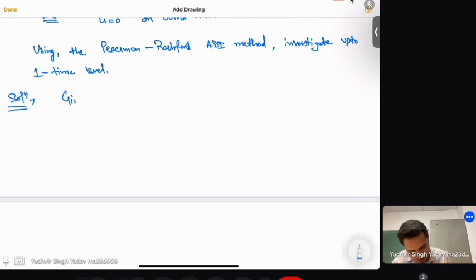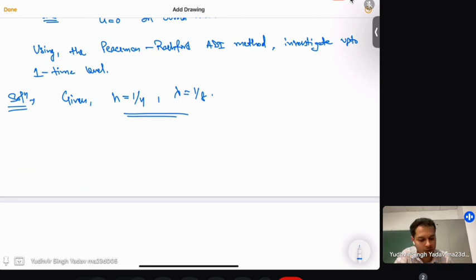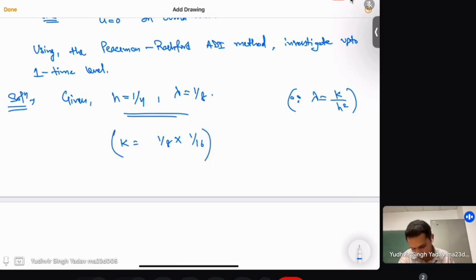Also, given that h is 1 by 4 and lambda is 1 by 8. So these are the given step size and our constant lambda, where again, as you know, lambda is nothing but k by h square. So first we can simply find k. K will be 1 by 16. And this will be our k.